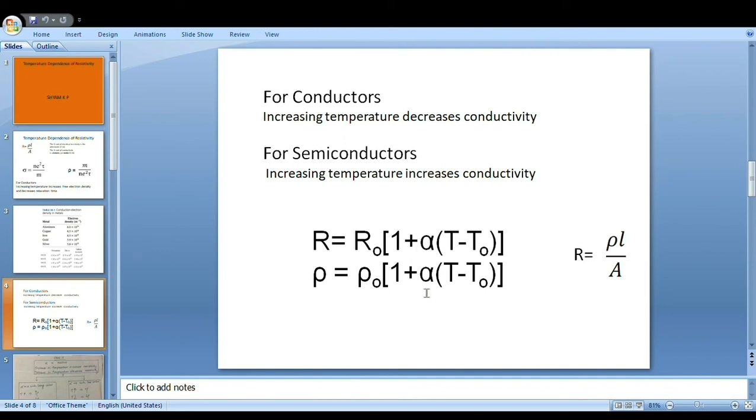Alpha is defined as the temperature coefficient of resistivity, and the value of alpha is different for different materials. So I regard this alpha as the protagonist of the whole situation here, because how the resistivity of a material depends on temperature is defined by the value of alpha. So I've explained that in this slide.